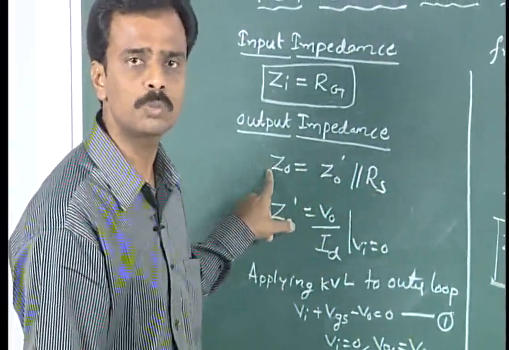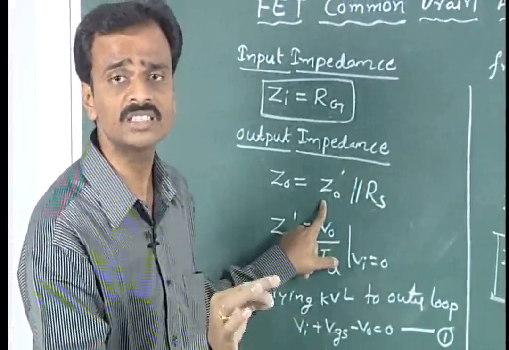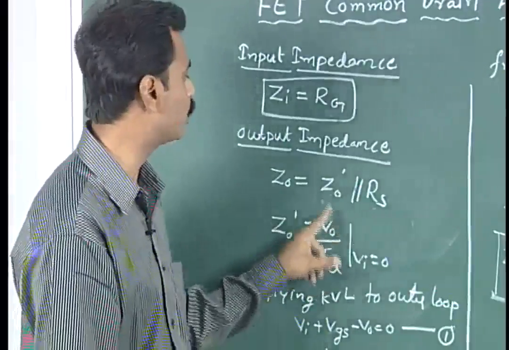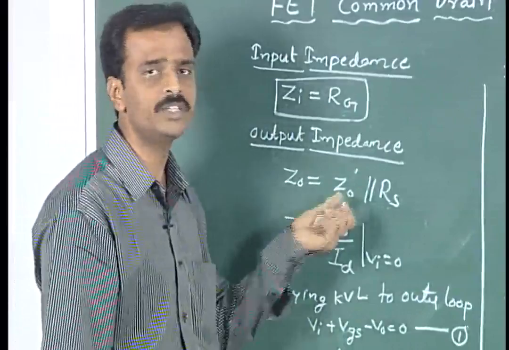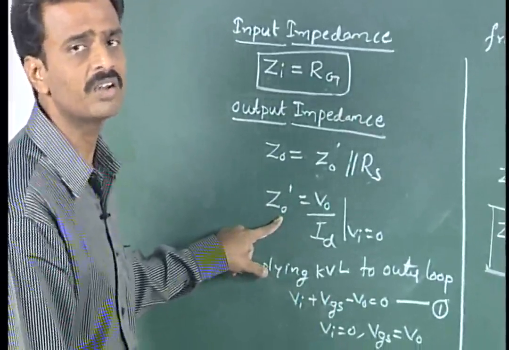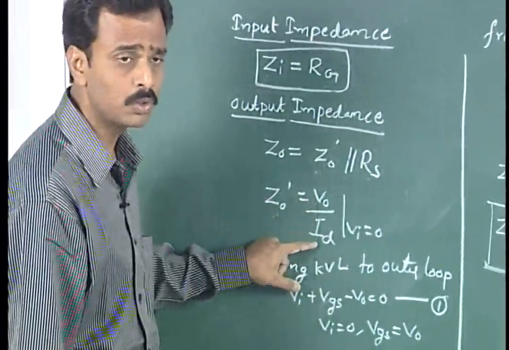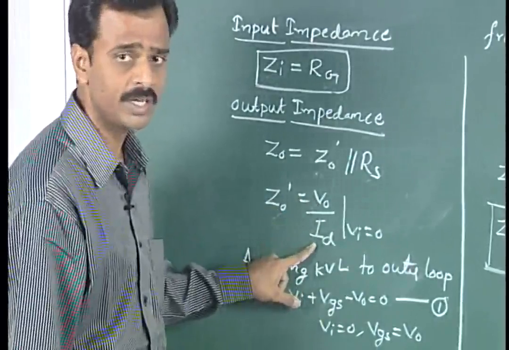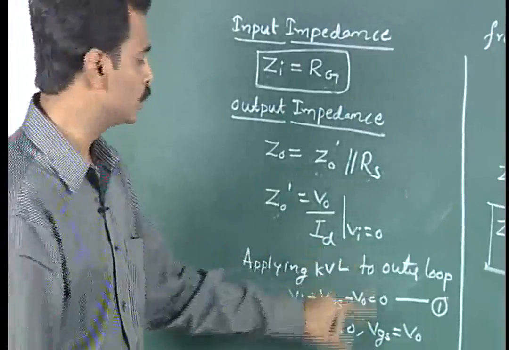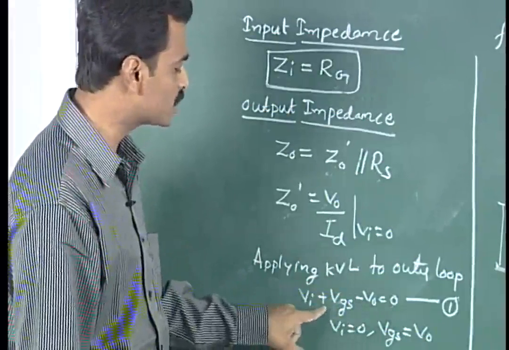Now to calculate the output impedance, RD is in parallel with RS, where Z0 dash is the impedance measured across the small RD. So those two are parallel. First we are going to calculate Z0 dash. Later on we substitute it to get the total output impedance. To calculate the impedance here across the drain RD, it will be equal to V0 by ID, output voltage by output current. Output voltage is V0 and output current is the drain current, where obviously the input voltage will be 0 as we look from outside. Then applying KVL to the outer loop, we get the equation as Vi plus Vgs minus V0.